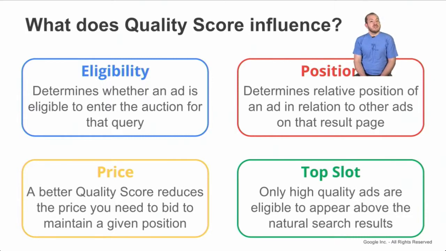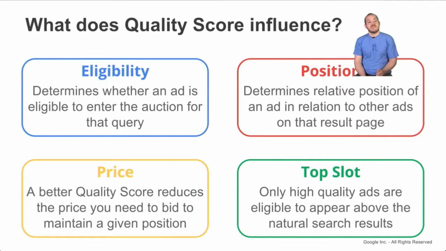Position. This determines the relative position of an ad in relation to the other ads on the result page. Simply put, the better your quality score, the higher up on the page you're eligible to be. This also directly affects the price that you pay per click. Your high quality score reduces the CPC you need for a click, so if you have a high quality score, then you actually get to pay a lower price for a given click compared to somebody who doesn't have as high of a quality score.